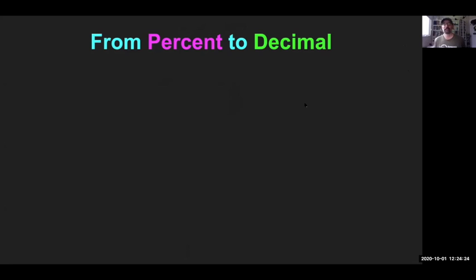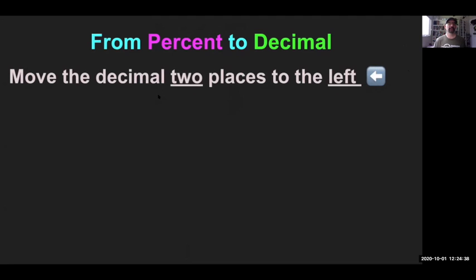Hi, everybody. Today we are going to learn how to convert percents to decimals and decimals to percents. So the first thing we're going to do is learn how to convert a percent to a decimal. One thing that you need to know is that the easiest way to do it is to move the decimal point two places to the left when you're going from a percent to a decimal.